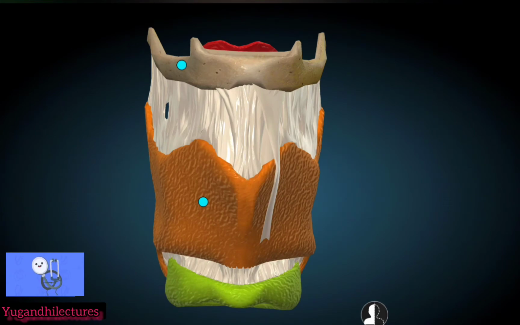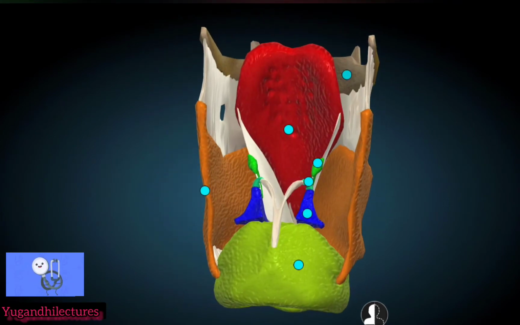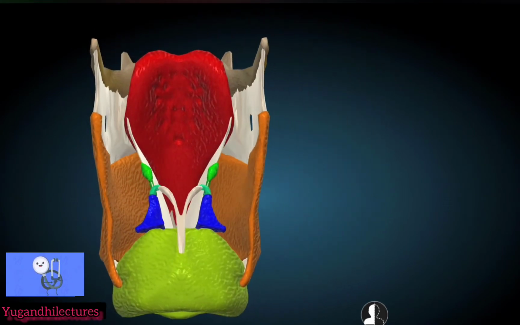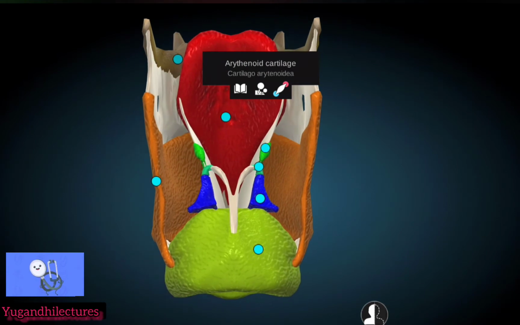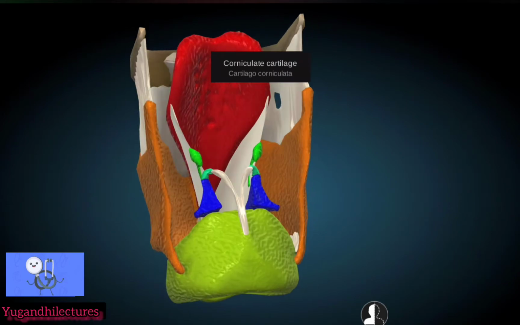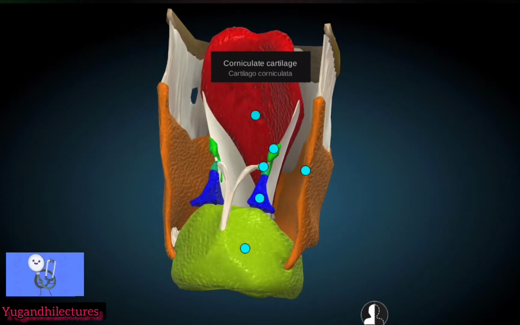Then the paired cartilages are also 3 in number. So here you can see the arytenoid cartilage, the cuneiform cartilage, and the corniculate cartilage. So these 3 cartilages are paired.